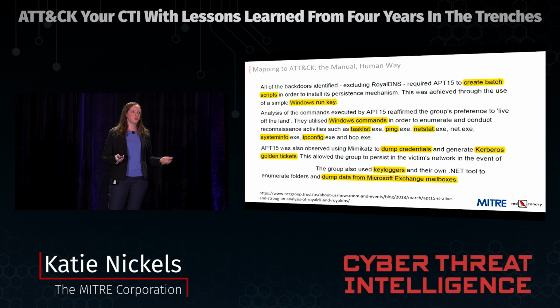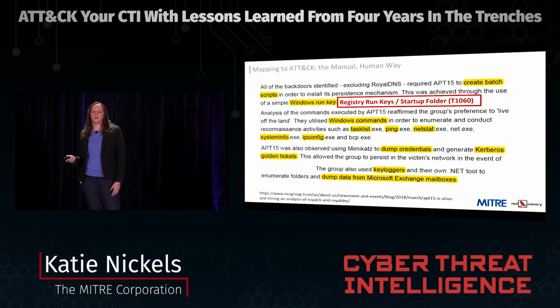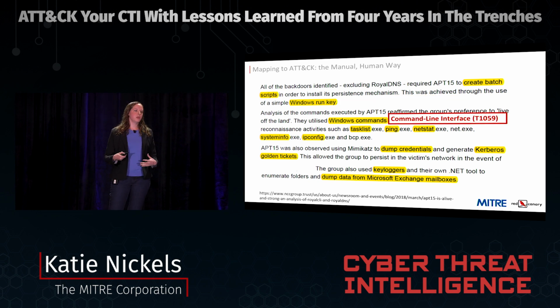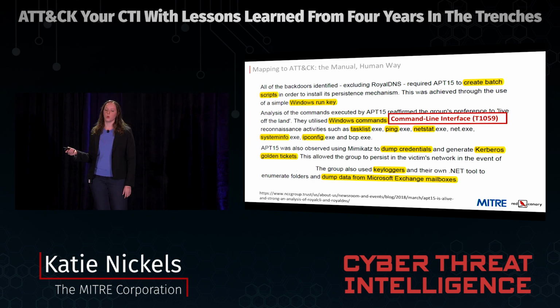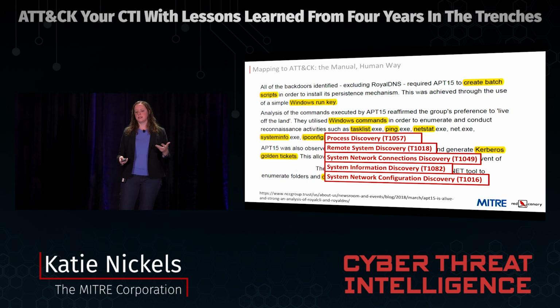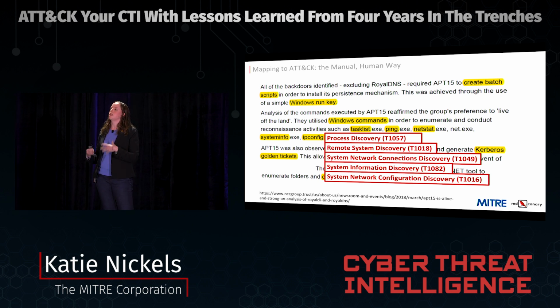First one, creating batch scripts. Scripting is a technique we'll talk about a little bit in our top technique analysis that we do. Registry run keys, a really common persistence method that adversaries use. Walking along, Windows commands: many adversaries use command line, right? That's an execution technique that we look for. A whole host of these: task list, ping, netstat, system info, ipconfig. These are different discovery commands that adversaries will often run. They jump on a box, they want to know, where am I, what other devices can I move to?